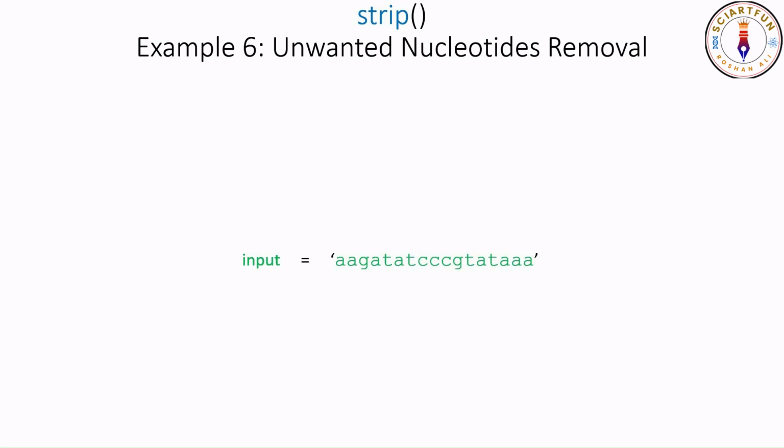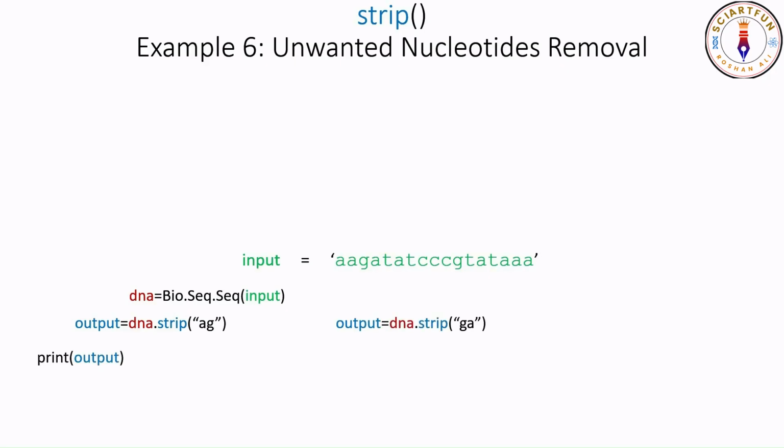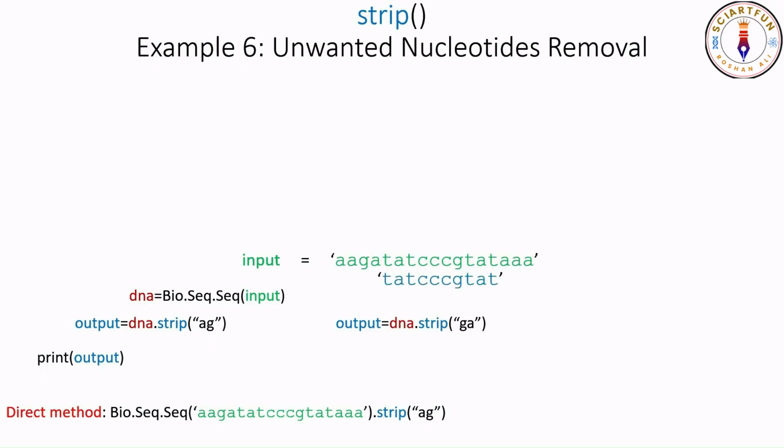For example, you want to remove the terminal nucleotides from both sides if it is either A or G. You have to type the command like this. The order of A and G doesn't matter. You can also type it as G, A. Both will work the same way. The final strip sequence you get will be like this.